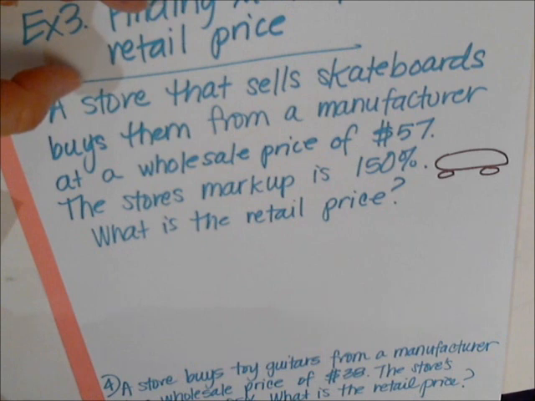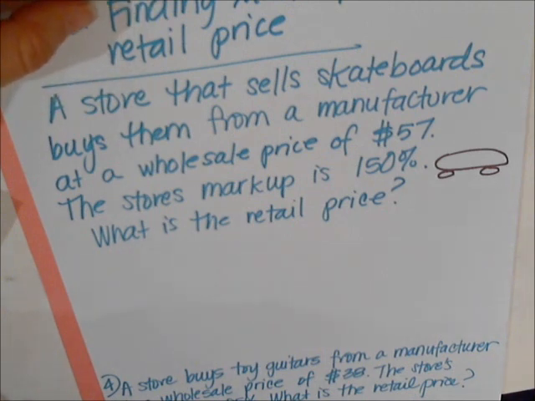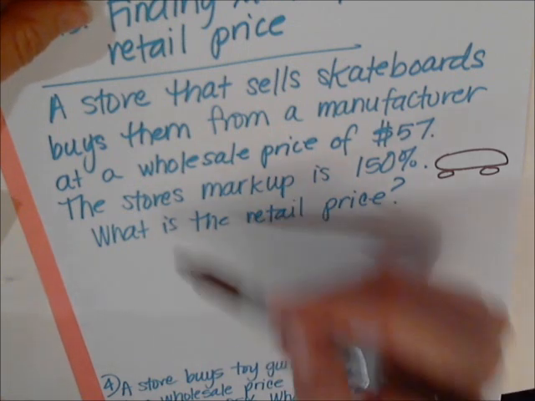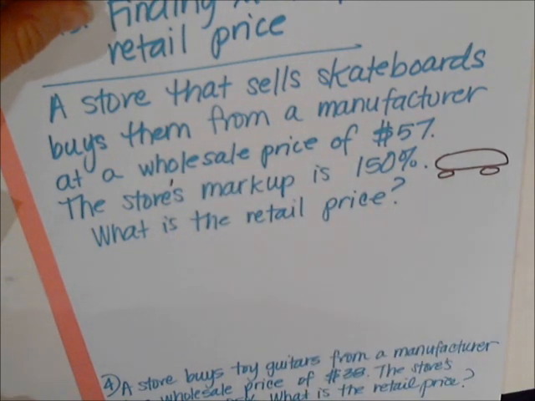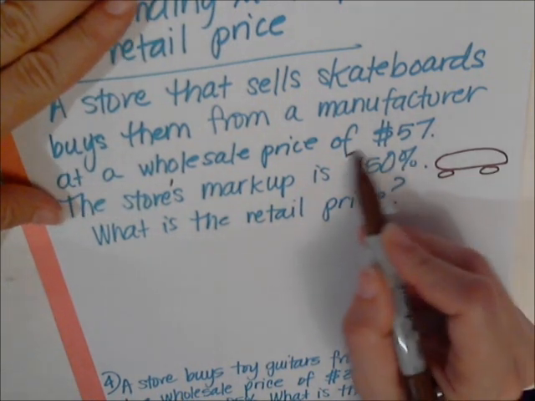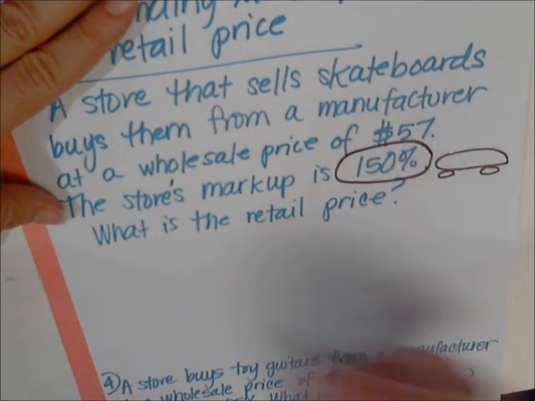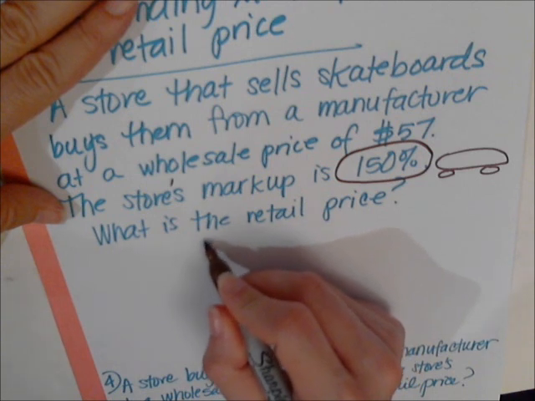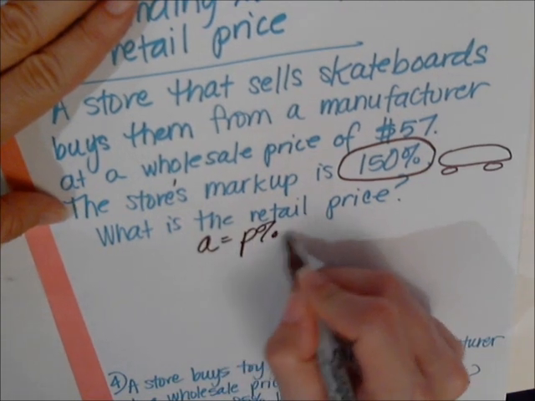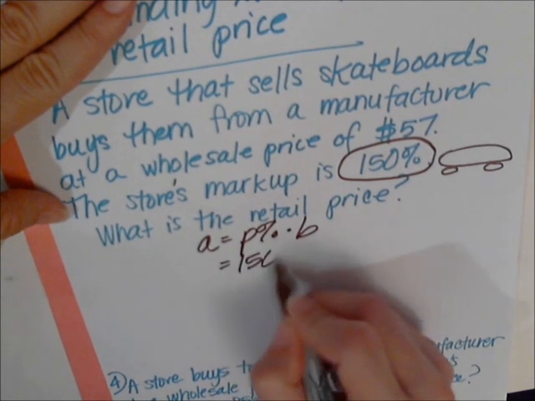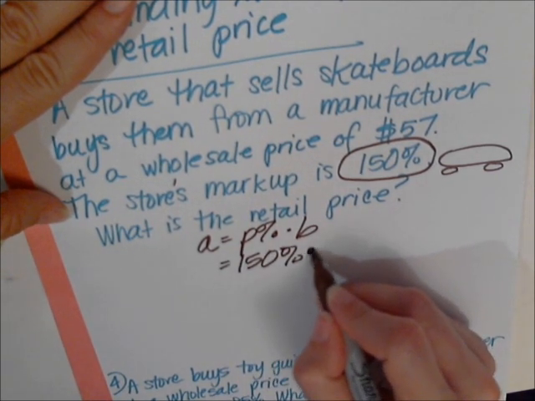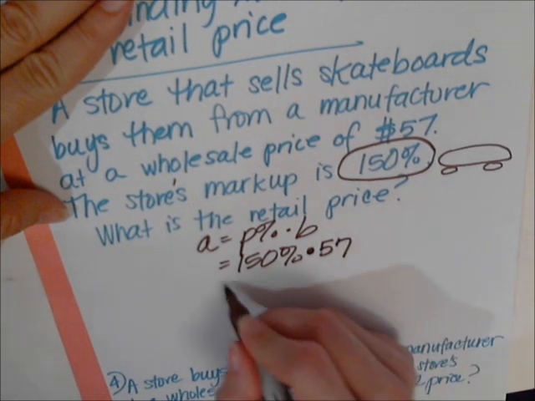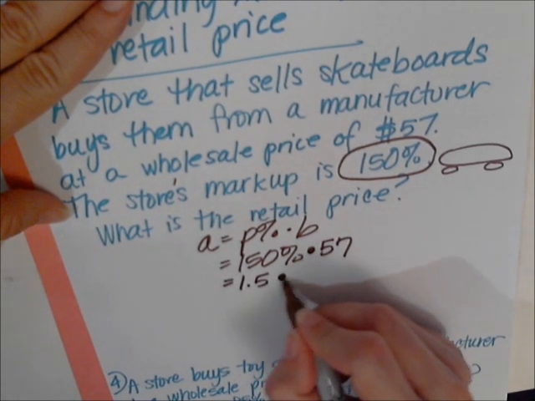A store that sells skateboards buys them from a manufacturer at a wholesale price of $57. The store's markup is 150%. What is the retail price? So now we are going to find 150% of $57. Again, I'll take A equals P% times B. I'll take 150% times $57. That's going to be 1.5 times 57.